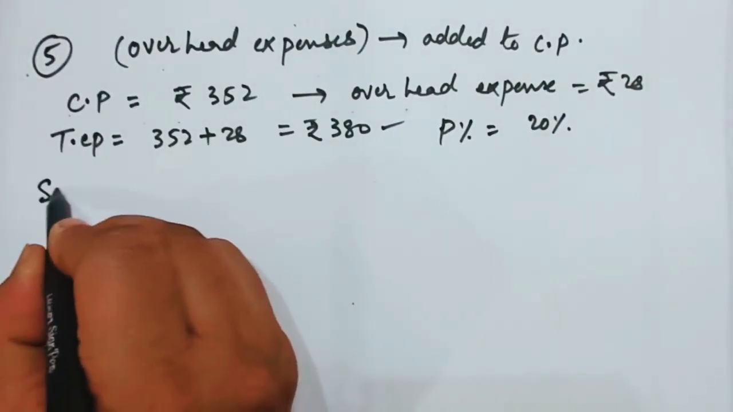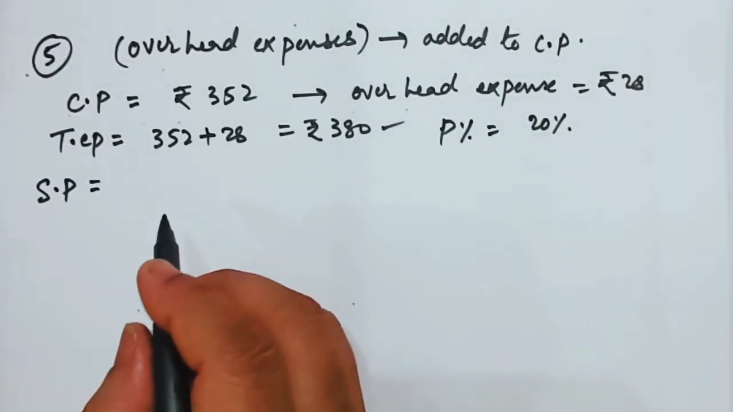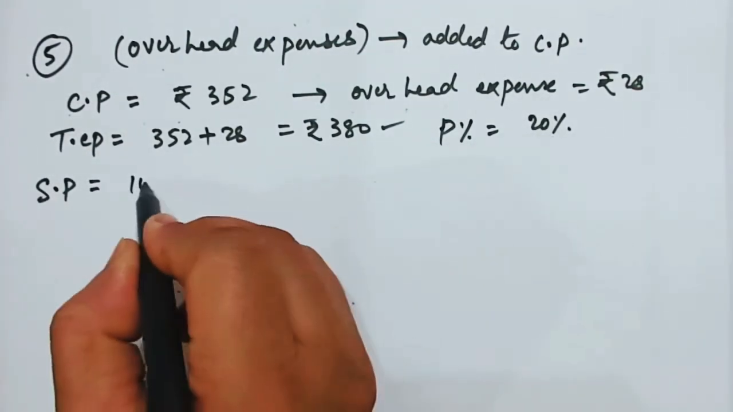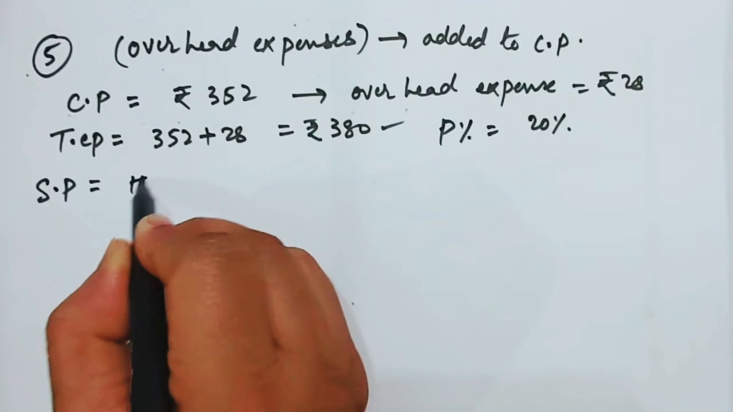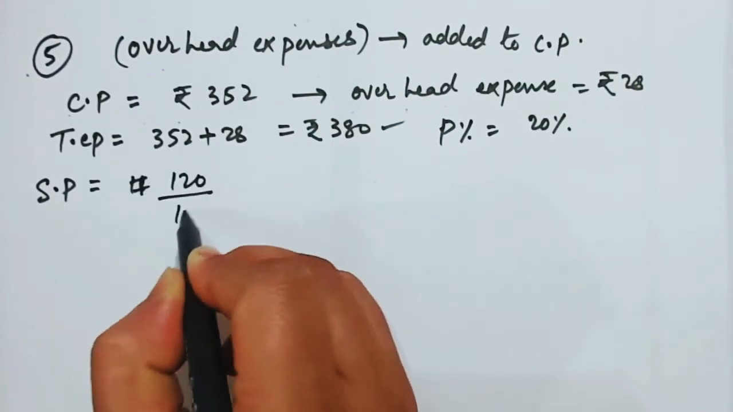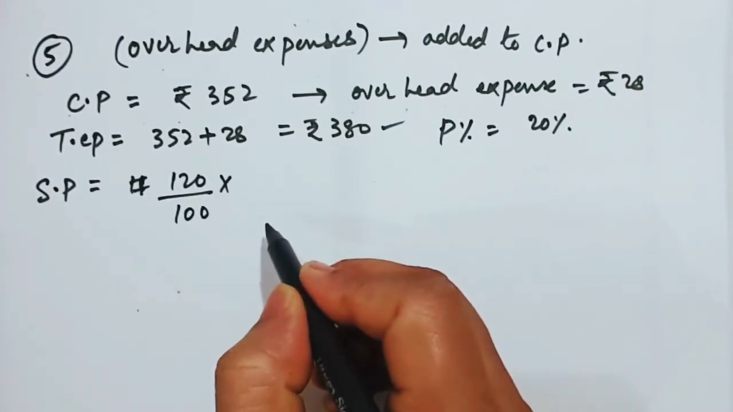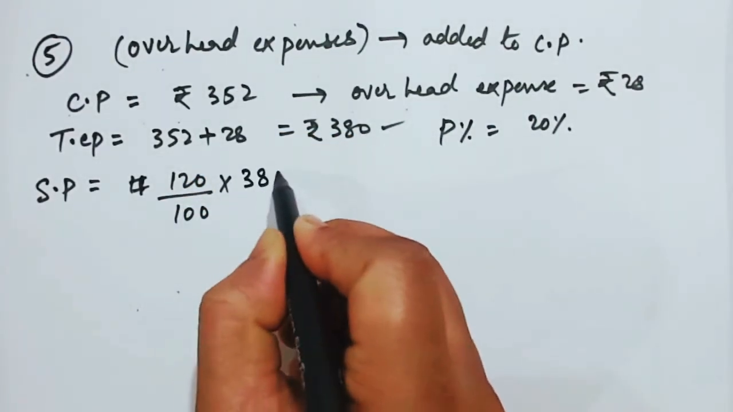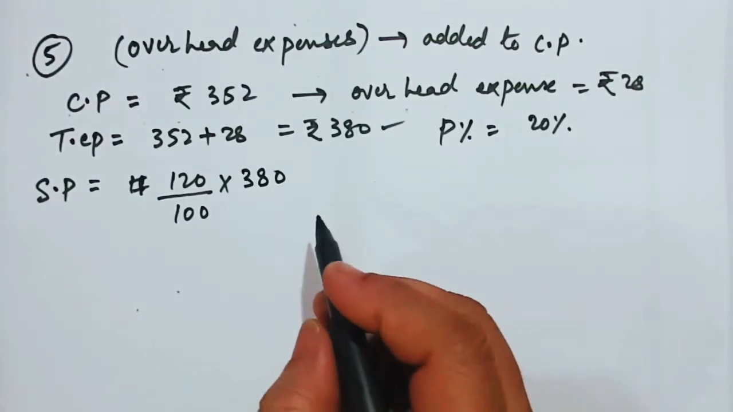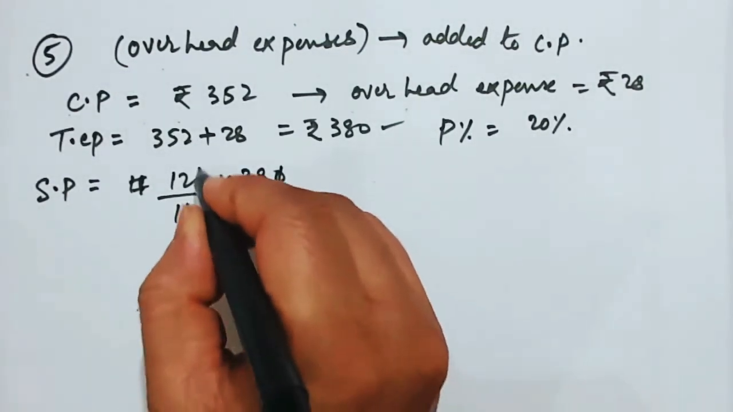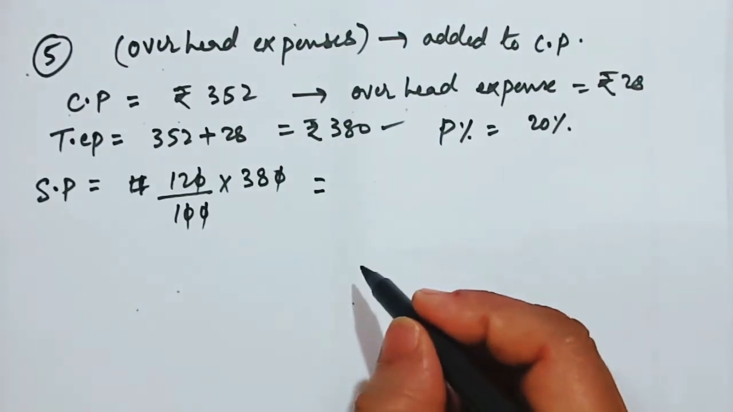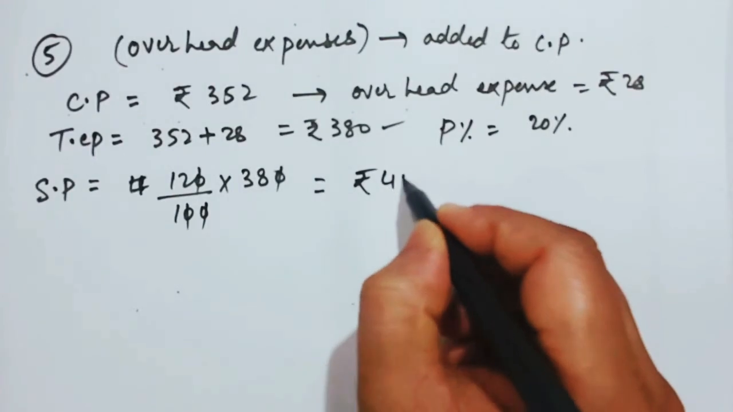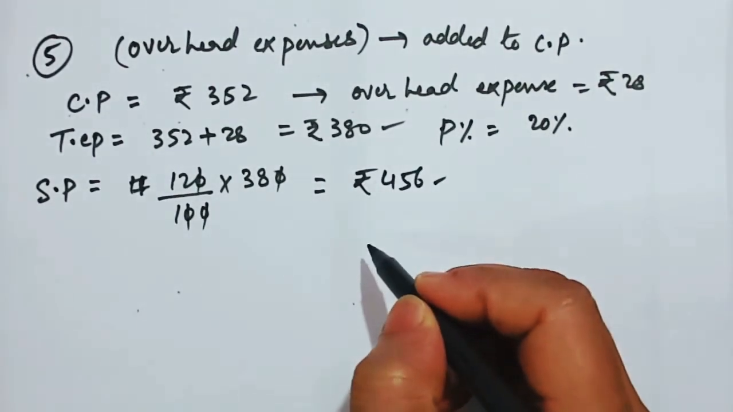So if the cost price is this much, overhead expense is this much, and the profit is 20%, find the selling price. I don't have any issue because I know the formula: 100 plus profit percent, that is 120 by 100 into cost price. Where's your cost price? Not 352, 380. So on cancellation, what do we get? 12 times 38 is equal to rupees 456. No issue at all.